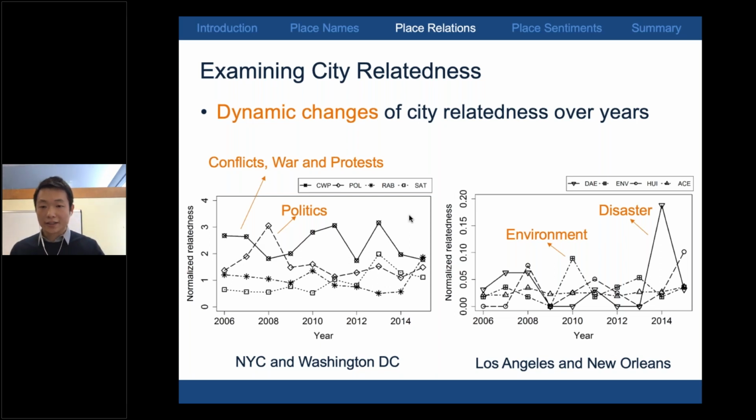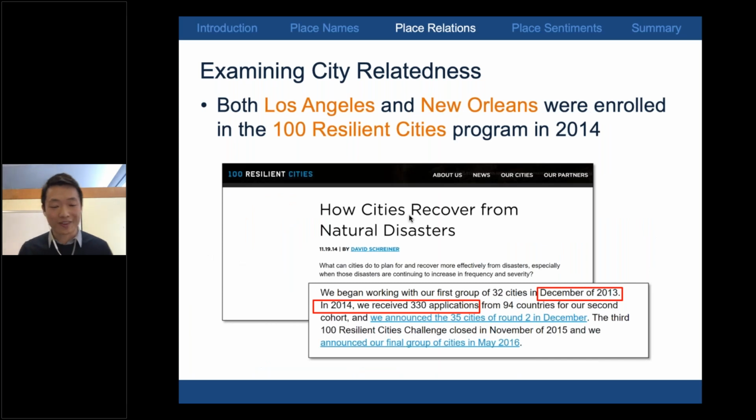But if we look at, for example, Los Angeles and New Orleans, then we see a different picture. The major topics for the interactions of these two cities are about environment and disaster. So you may have already noticed that there is a peak for these two cities in 2014. And with curiosity, we read some of the news articles about these two cities.